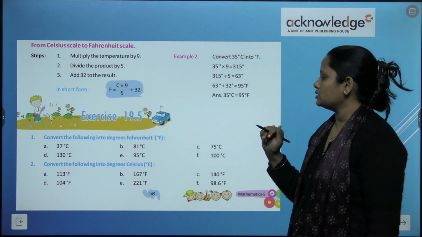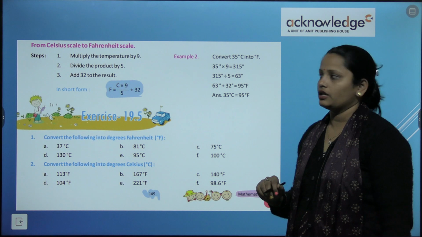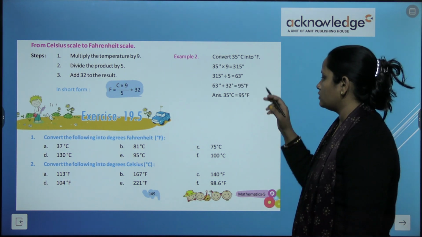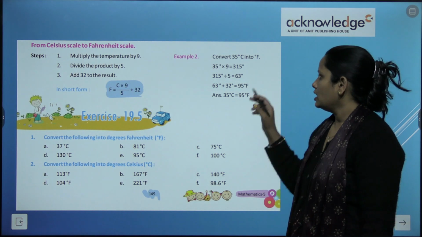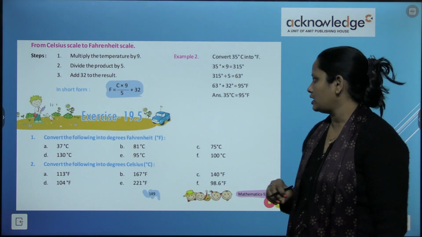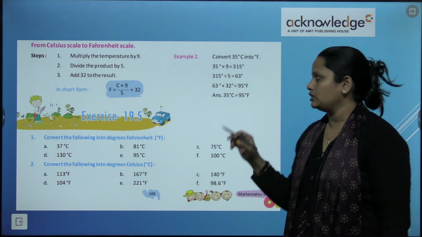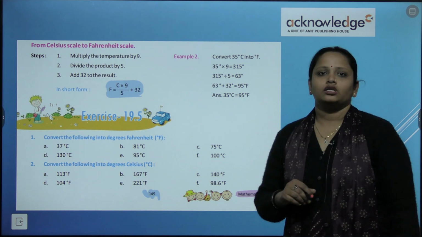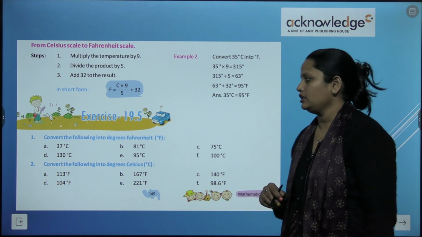So first we have to multiply by 9. So it will be 315. Now we will divide it by 5. It will be 63. Now to 63 we will add 32. It will be 95 degree Fahrenheit. So here the answer will be 35 degrees Celsius is equal to 95 degree Fahrenheit.